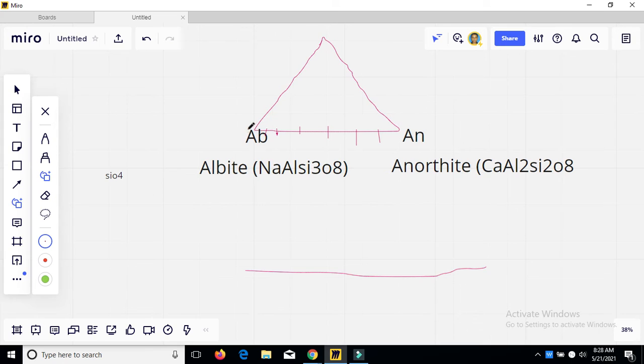So this is 100 for albite, 90 for albite, 70 for albite, 50 for albite, 30 for albite, 10 for albite, 0 for albite. And here you see anorthite 100, here 90, here 70, here 50, here 30, here 10 and 0 here. Clear?